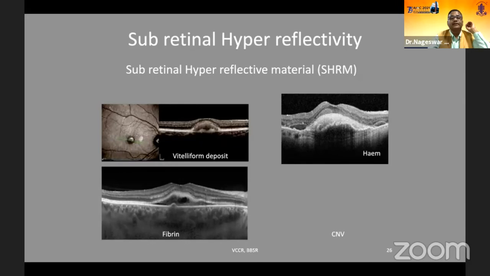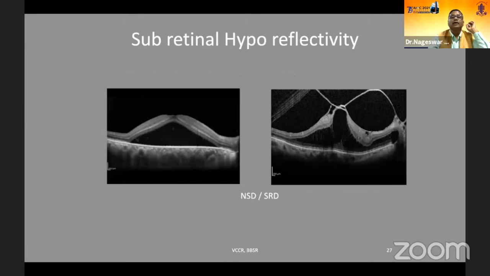Subretinal hyperreflectivity: this is because of vitelliform deposits, which may be hyperreflective, or fibrin in the case of inflammatory diseases. In CSR you will find fibrin subretinally, and hemorrhages will look very bright, homogeneous, hyperreflective subretinally. Subretinal hyperreflectivity may be seen in CSR or neurosensory detachment, or serous retinal detachment.